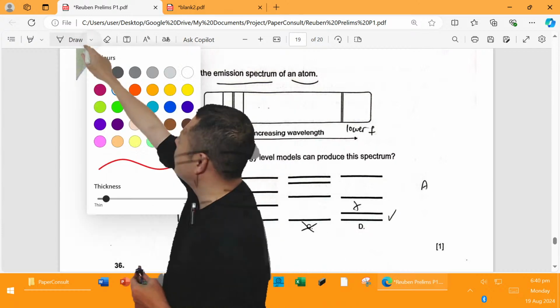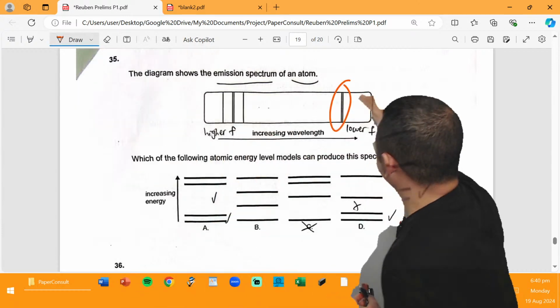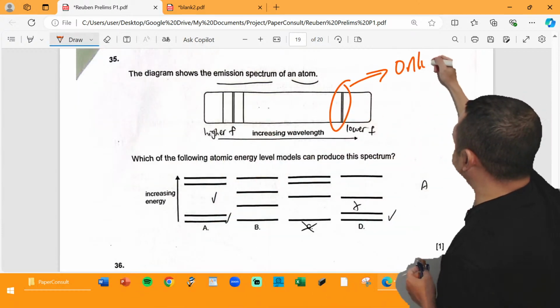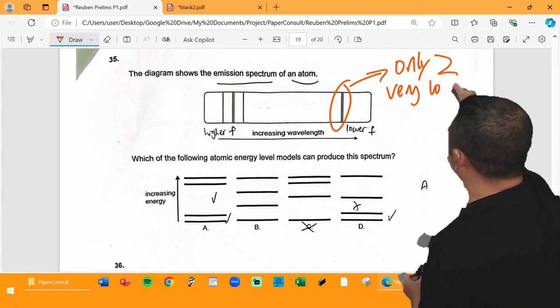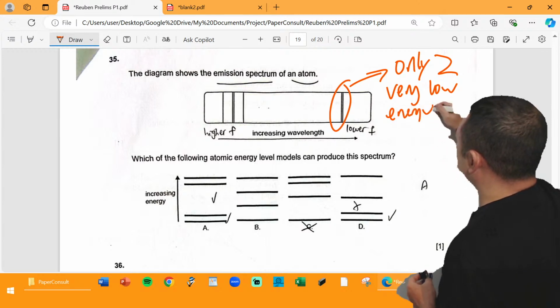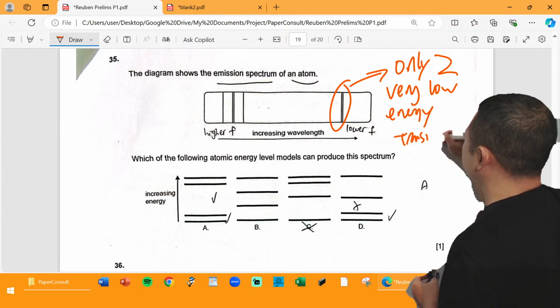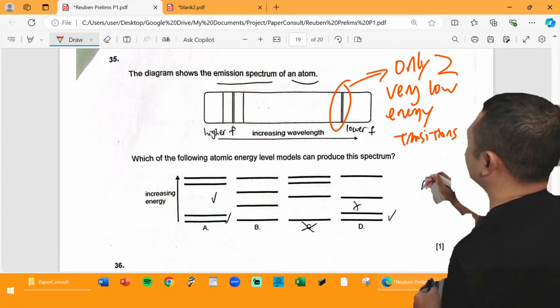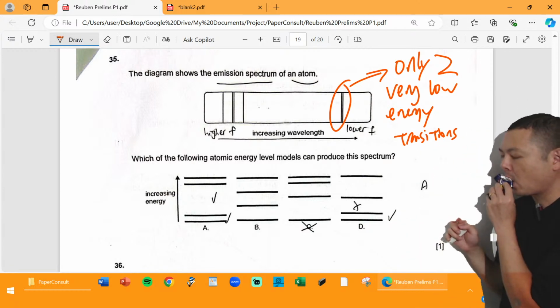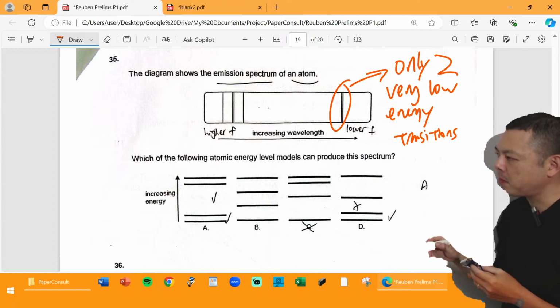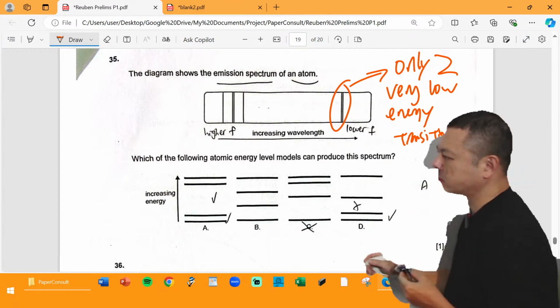So that means only two very low energy transitions, distinctly low from the others. A is your answer.